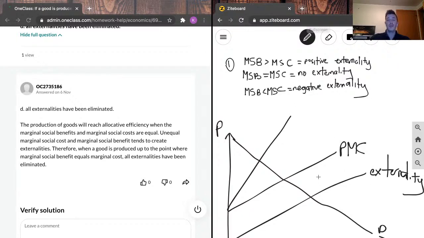And if we were to do what's called internalizing the externality, this means making whoever's producing the externality pay for it. Then we would sum the personal marginal cost line and the externality line to form the social marginal cost line. Here I've written SMC, sometimes it's MSC as I've written above, marginal social cost or social marginal cost, same thing.